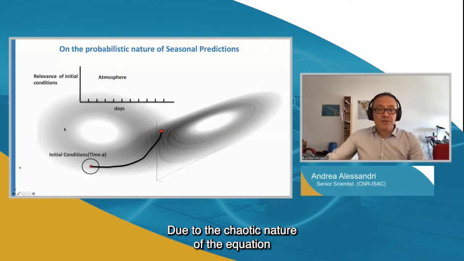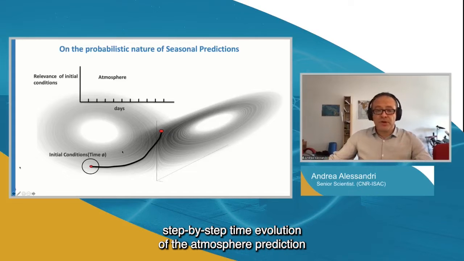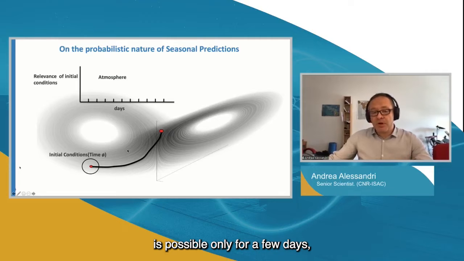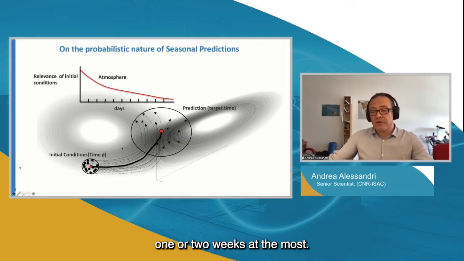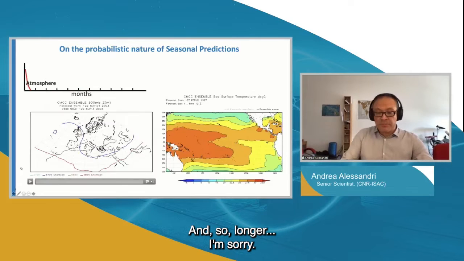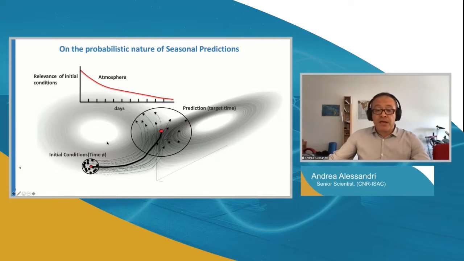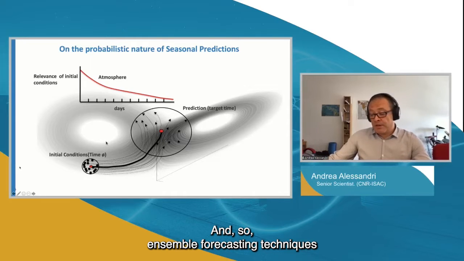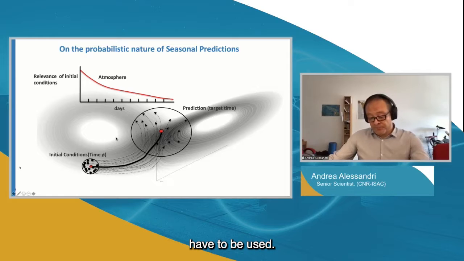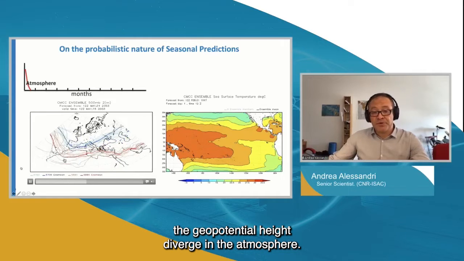Due to the chaotic nature of the equations describing the dynamics of the atmosphere, step-by-step time evolution of the atmosphere prediction is possible only for a few days, 1 or 2 weeks at the most. And so longer forecasts, such as the seasonal prediction, have to be probabilistic, and so ensemble forecasting techniques have to be used. Have a look at how fast the geopotential diverges in the atmosphere.